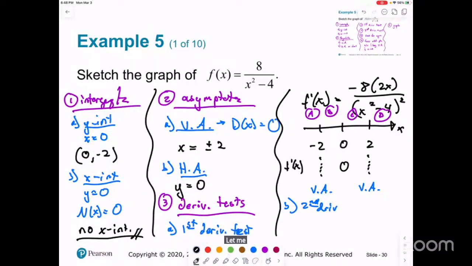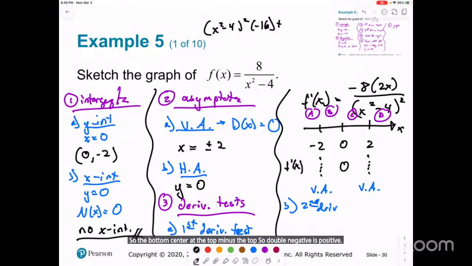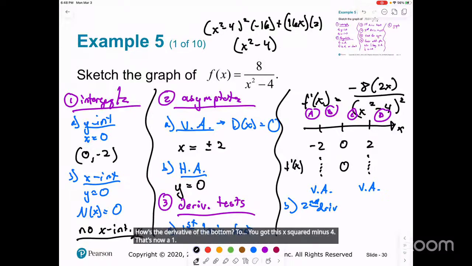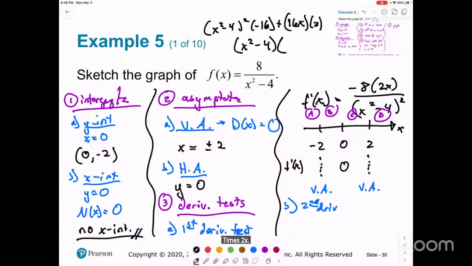Let me see real quick. The bottom, which is this guy. Derivative of the top. Bottom times the top. What is that, a -16? So the bottom times the top minus the top. So double negative is positive. Times the derivative of the bottom. It's the 2. You got this x squared minus 4. That's now a 1 times 2x all over the bottom squared, quantity to the power of 4. Okay, so that's the second derivative.